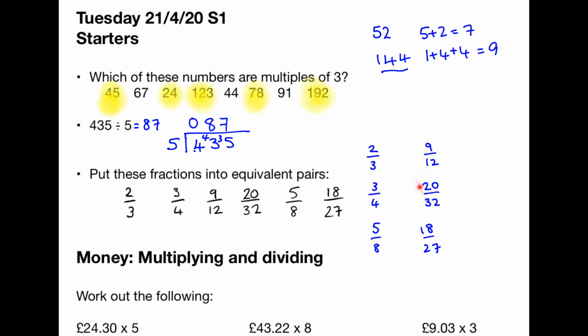So let's look at this one. So 2 has been multiplied by 10 to give us 20, but 3 hasn't been multiplied by 10 because that would be 30 on the bottom if it was. So it's not that one either.